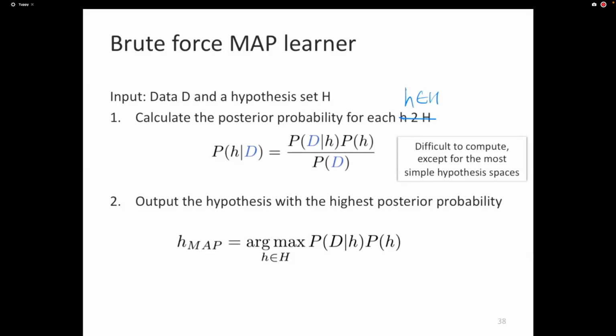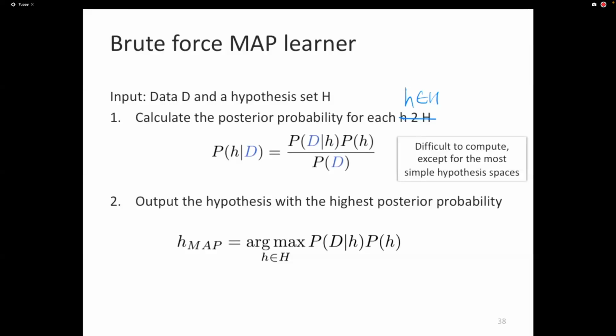Or maximum likelihood learning? How many people have seen these criteria before? A smaller number than I thought. Isn't this covered in the foundations of data science? It is? Okay.